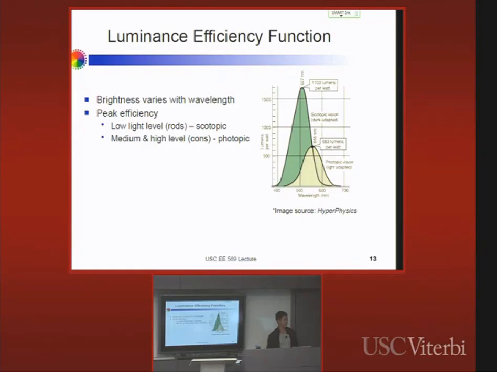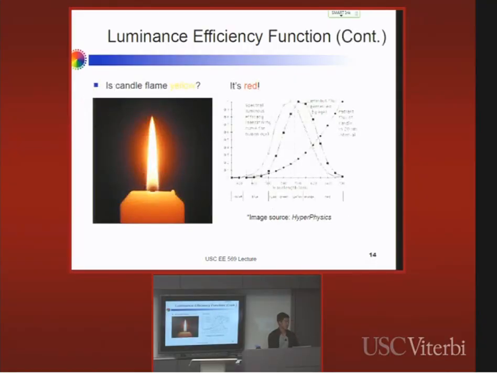The next thing we're going to talk about is the luminance efficiency function. We talked about this before. The human eye perceives different wavelengths of light differently, and this luminance efficiency function actually differs when your eye is dark adapted and when your eye is light adapted.